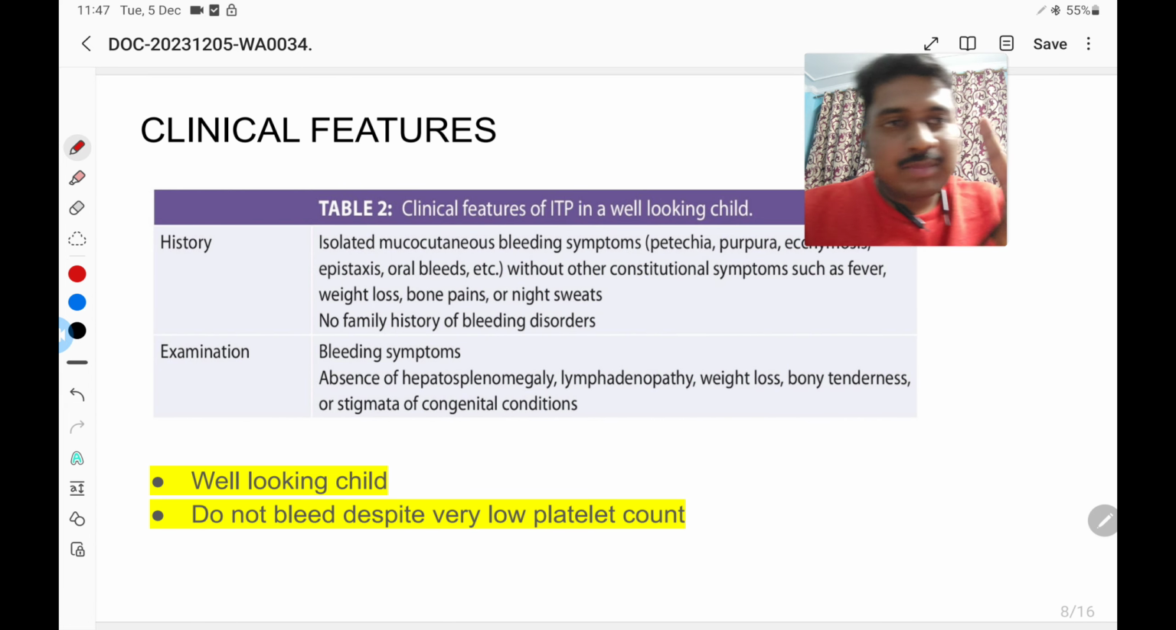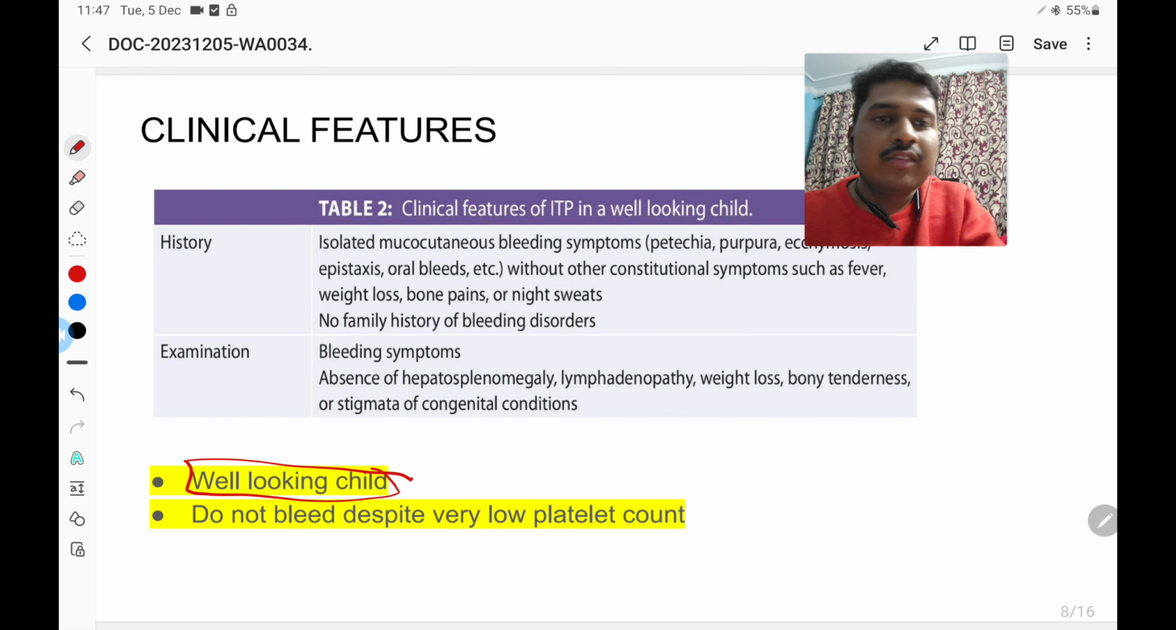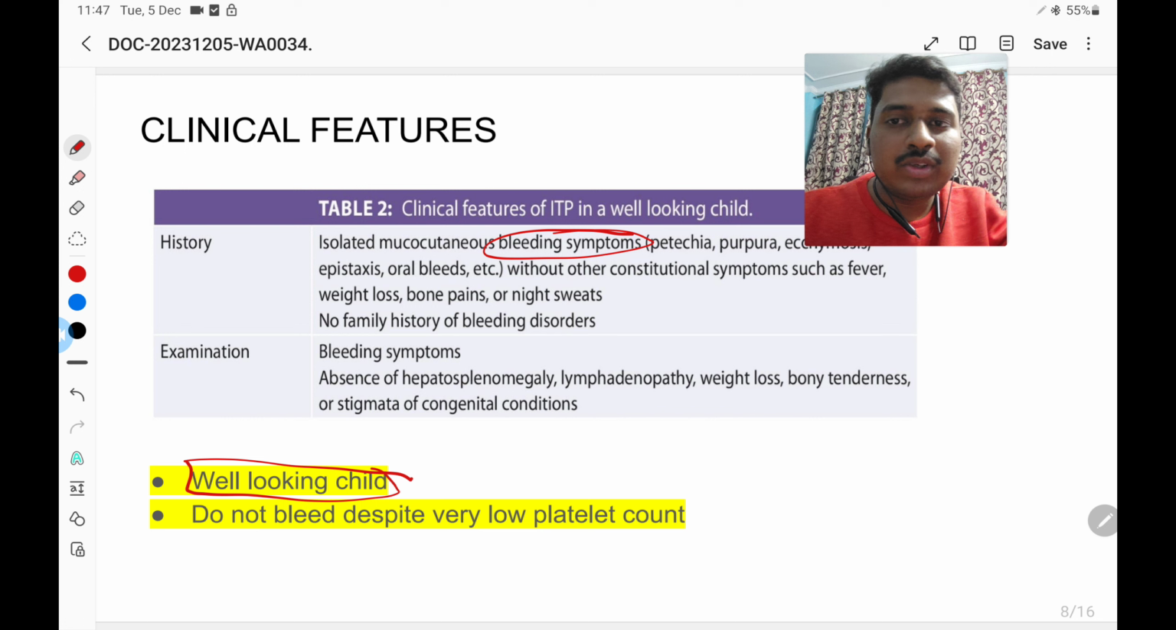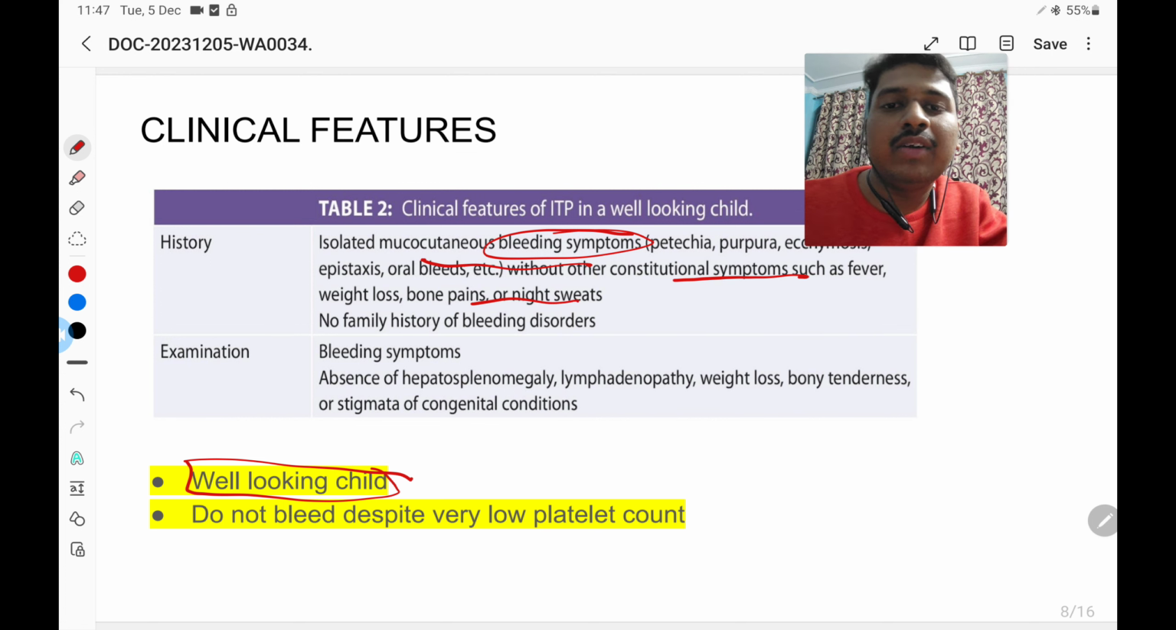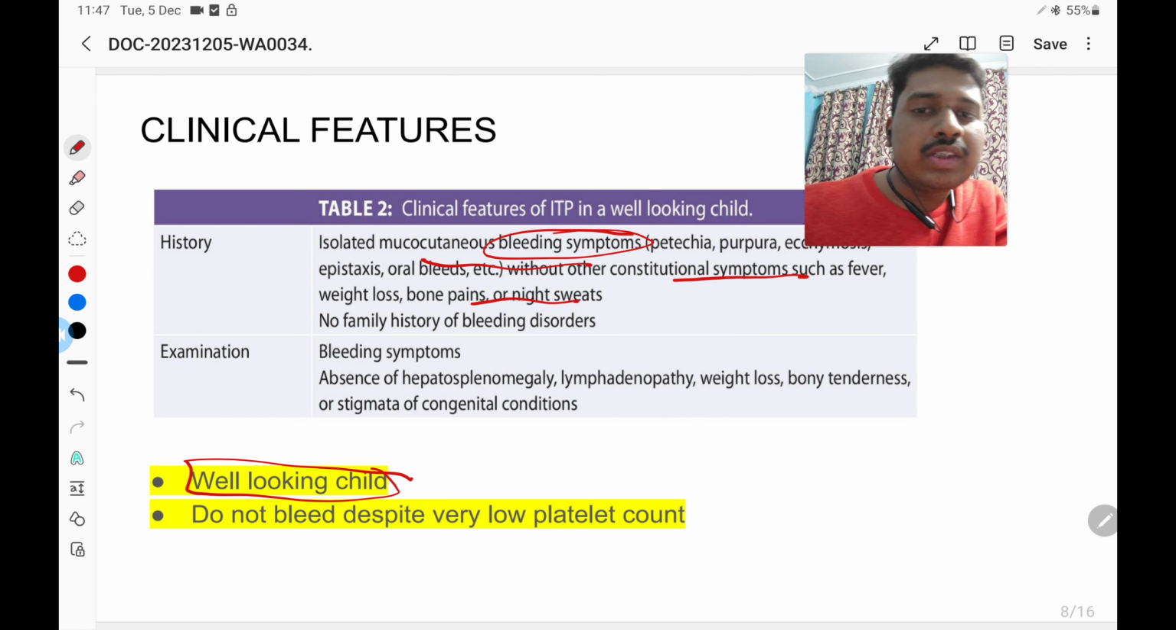The examiner expects only two things from you for ITP clinical features. One is that it is a well looking child. This point should be there in your answer. Second is bleeding, bleeding, bleeding, nothing else. There's only isolated mucocutaneous bleeding with no other signs at all. In history, you won't find any other histories which you get in other hematological cases like fever, weight loss, bone pain, night sweats, no family history of bleeding disorders.